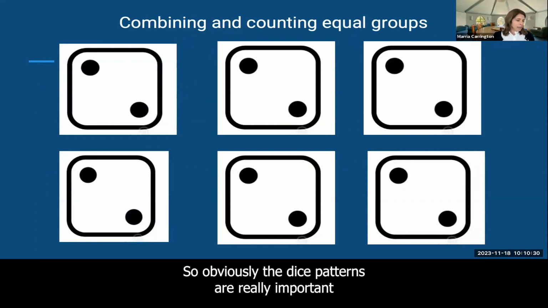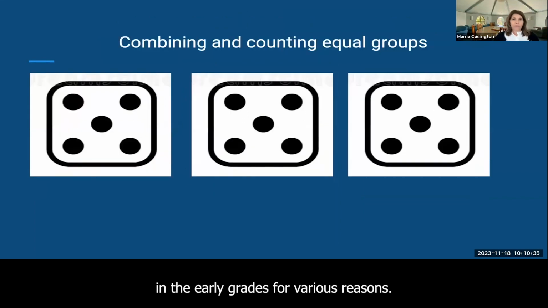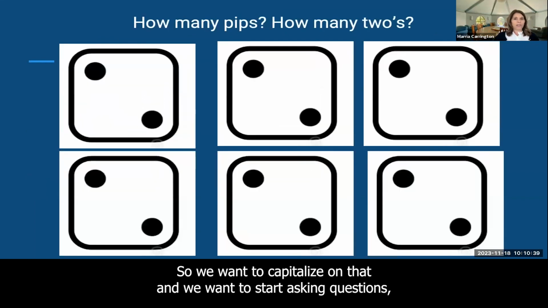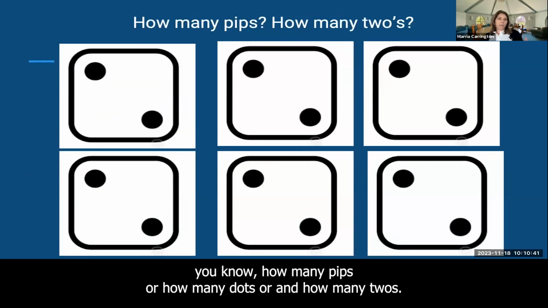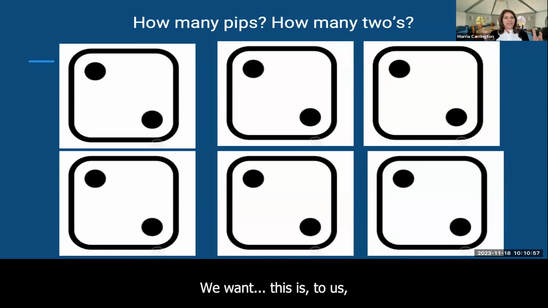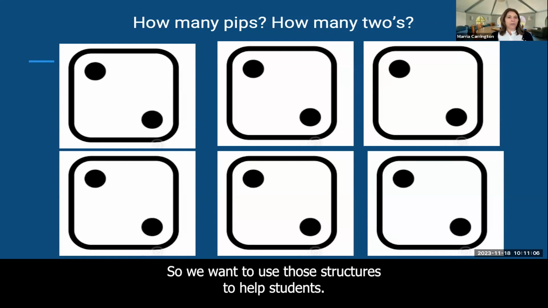So obviously the dice patterns are really important in the early grades for various reasons. So we want to capitalize on that. And we want to start asking questions, how many pips or how many dots and how many twos. So they're starting to grapple with the total dots here. To us, we see the 6 groups here very clearly. They're set up in a doubles pattern, right? 3 and 3. So we want to use those structures to help students.